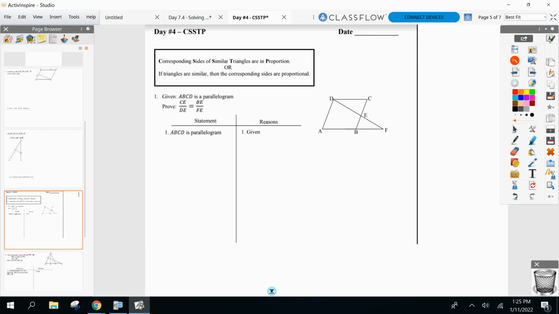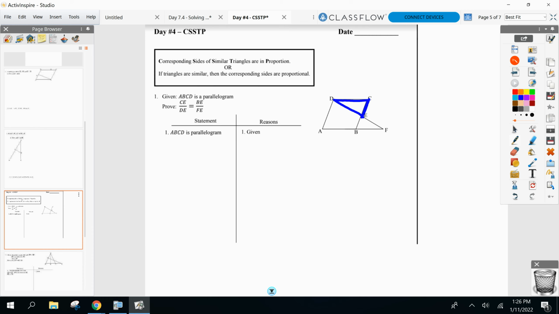Hi, Jonah. You could look at the sides in the proof statement. Give me one side, Jonah. CE. Everyone, look at CE on your diagram. Is CE a side of one and only one triangle? Which triangle? CE, D. So you guys found the first triangle we're going to use.